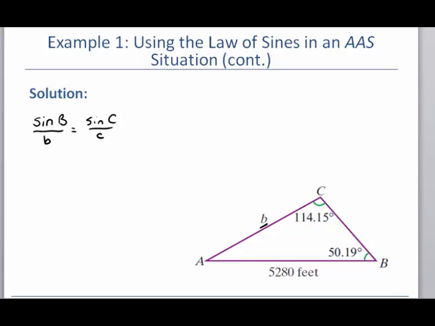Now note that even though law of sines has 3 fractions, we tend to only use 2 at a time. Okay, so let's plug in what we know. So I know that angle B is 50.19 degrees. And I know that side B is what I'm looking for, so I'm going to leave that in there. Angle C is 114.15 degrees. And side C, the side opposite that, is 5,280. Now we're solving for B.